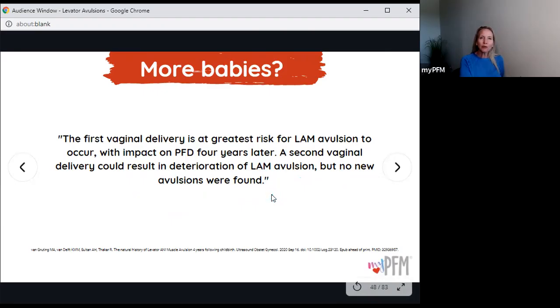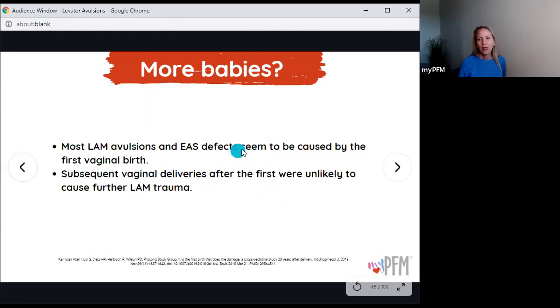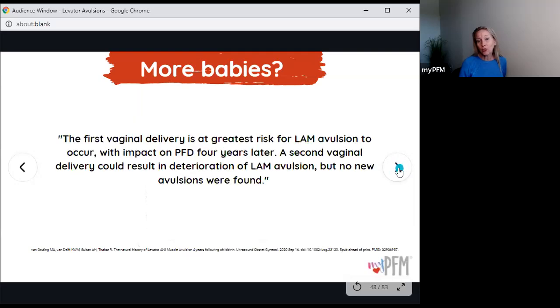So that other research, this isn't really contradicting that, because the other research said it was unlikely to cause further levator avulsion trauma. This one said no new avulsions were found.